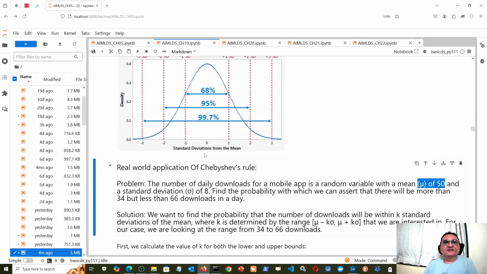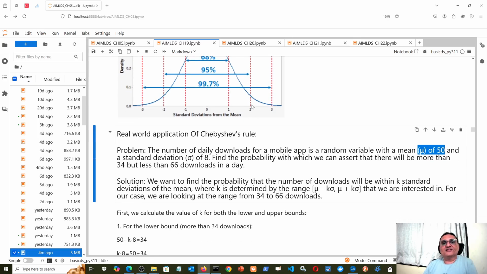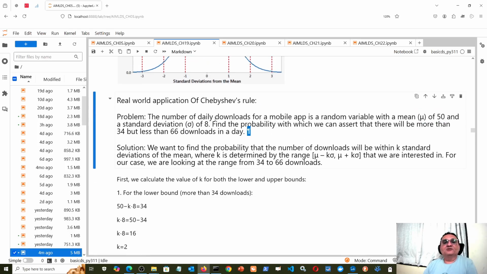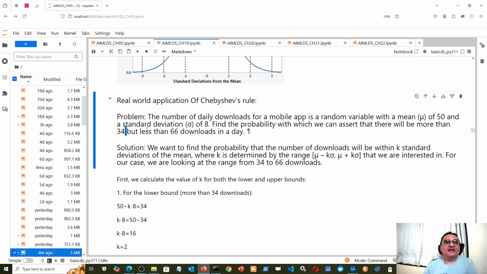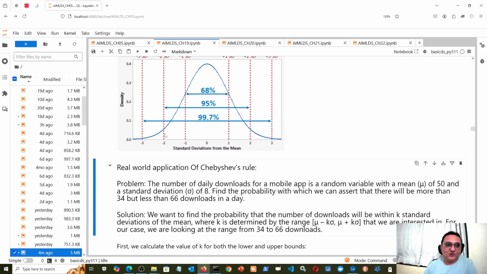So that means on an average 50 downloads occur. Then one standard deviation means on this side 58, and on this side 50 minus 8, so that is 42. On this side another 8, so that is 66, and on this side another 8 minus, so 42 minus 8, 34, and so on. Okay, now find the probability with which we can assert that there will be more than 34 but less than 66 downloads in a day. So that means this was 34, this was 42, this was the mean download, that was 50, this was 58, and this was 66.